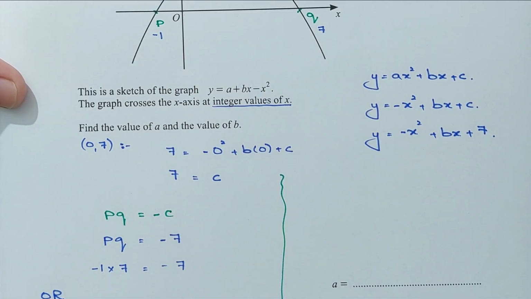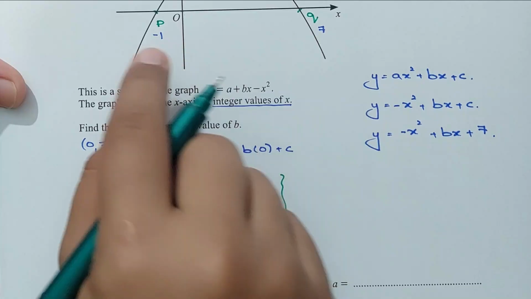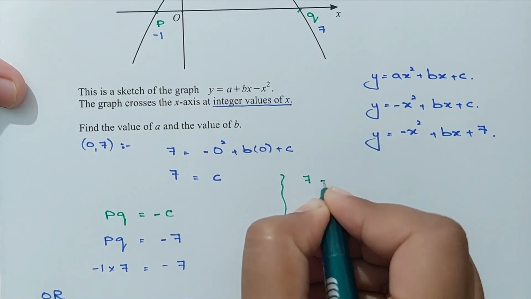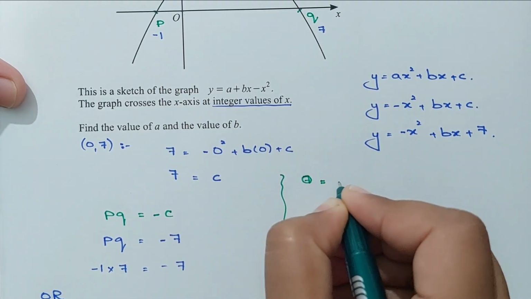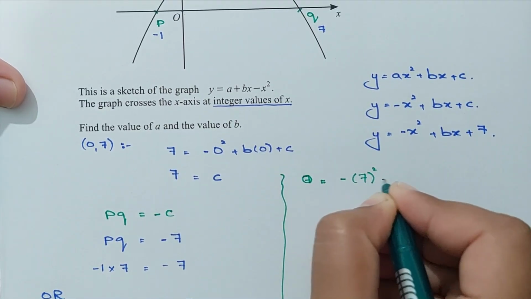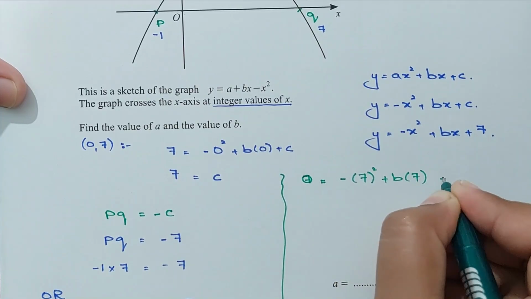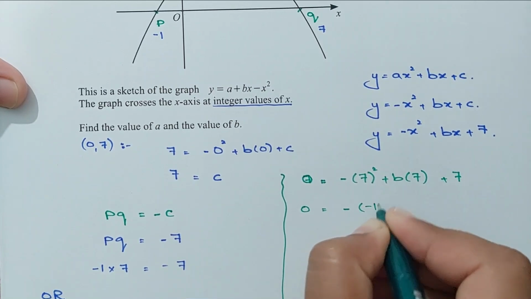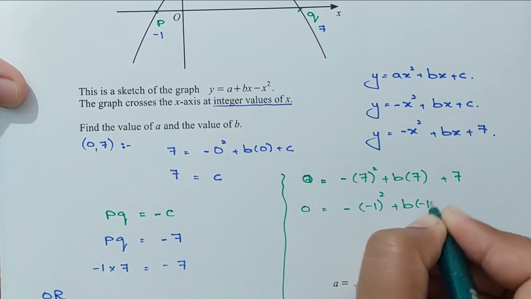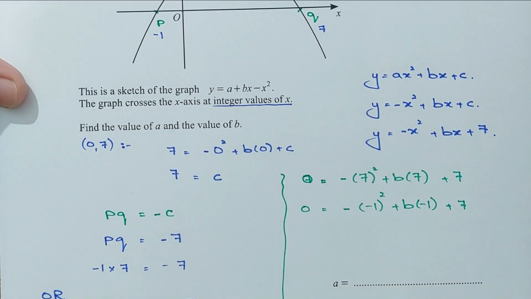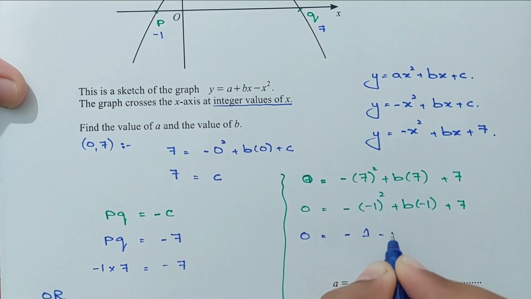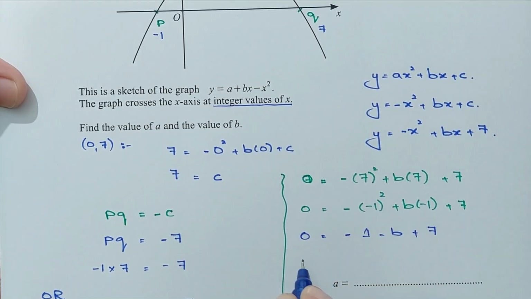I can use (7, 0), or you can use (-1, 0). So with 7 and 0, y is 0 and x is 7: 0 equals negative 7 squared plus b times 7 plus 7. Or you can say 0 equals negative (-1) squared plus b times (-1) plus 7. Simplify and you will get the same answer. 0 equals negative 1 minus b plus 7, so 0 equals minus b plus 6.